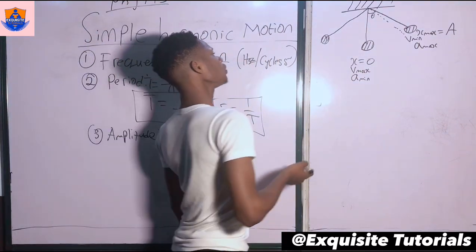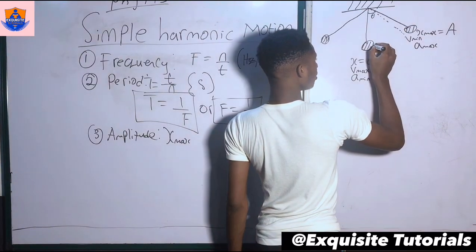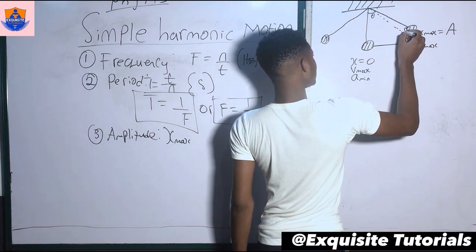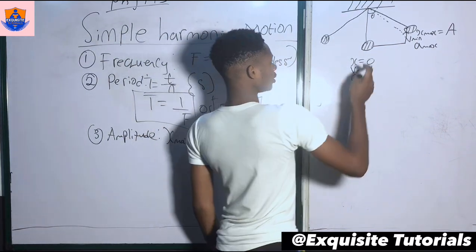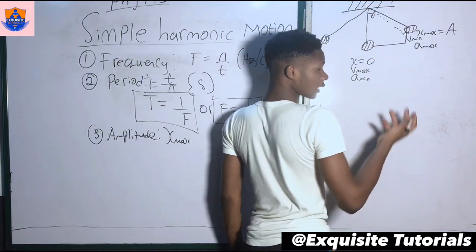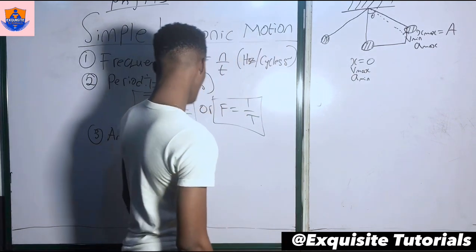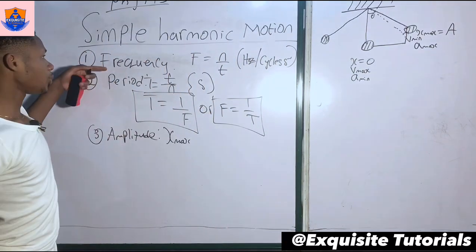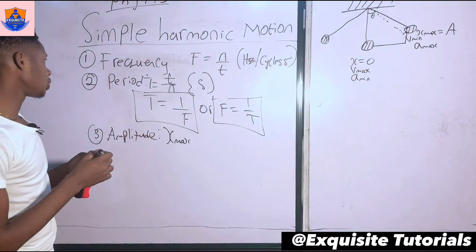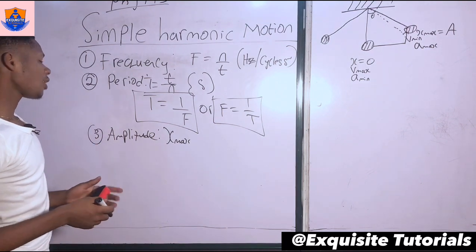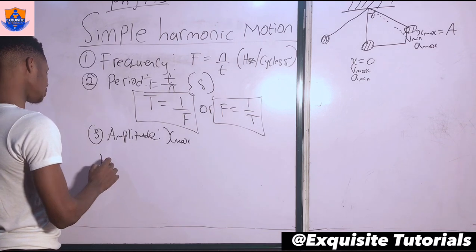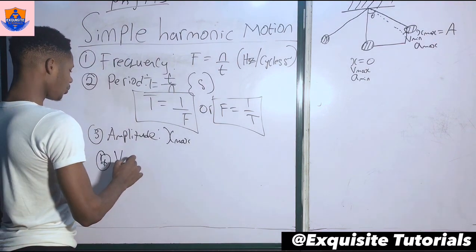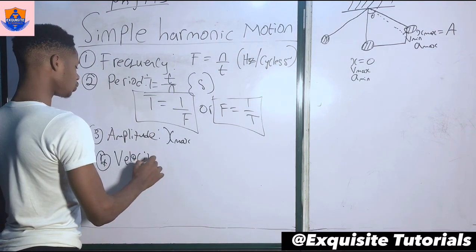Also another thing we have to take note of: the body gains height at this point. This one is particularly useful when we want to calculate potential energy. The body gains height at this point, and potential energy is equal to mgh. Now we've talked about a few parameters of simple harmonic motion. We have frequency, we have period, we have amplitude. Another thing we're also going to talk about is the velocity of a body undergoing simple harmonic motion.